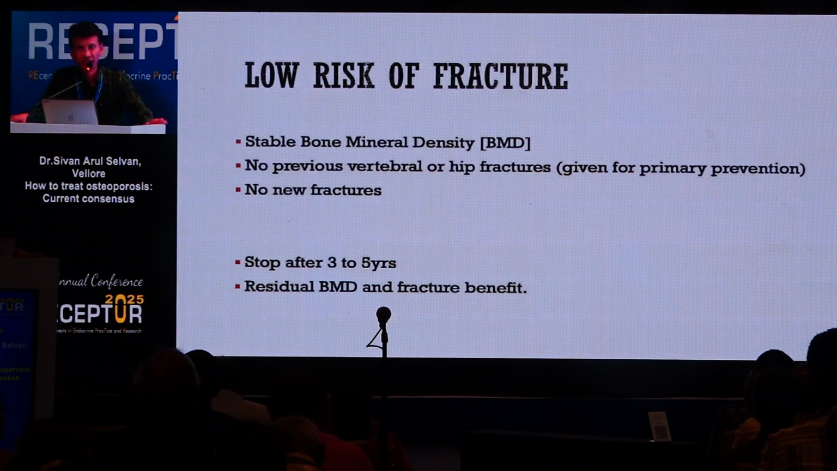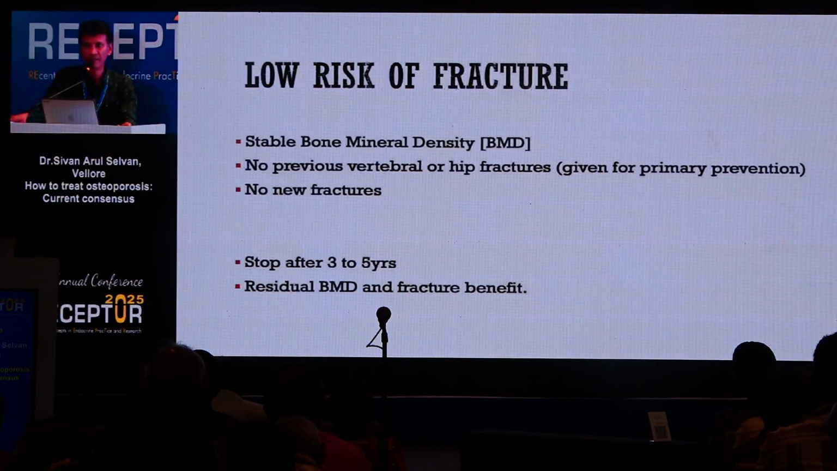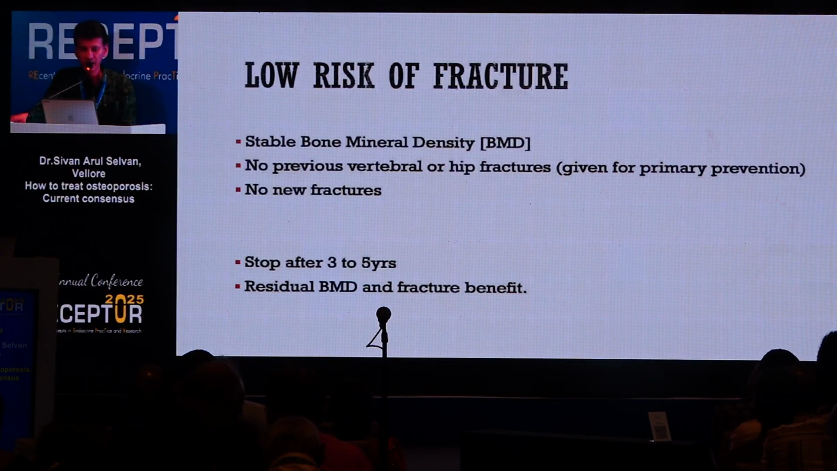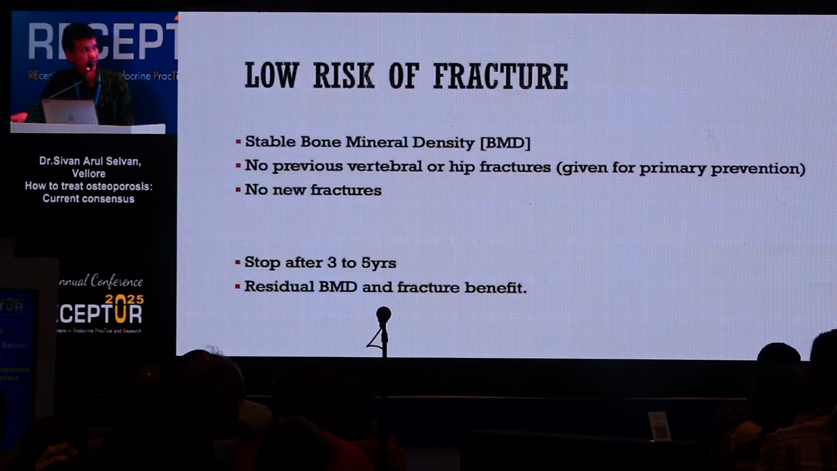So after 3 to 5 years, look at the fracture risk of the patient. If the BMD is stable, there is no loss, there are no new fractures, and there is no previous history of fracture, in these patients, where you have started the treatment with no previous history of fractures, you can stop after 3 to 5 years, because the bisphosphonates have residual benefit. It can persist up to 5 years, as shown in the studies.